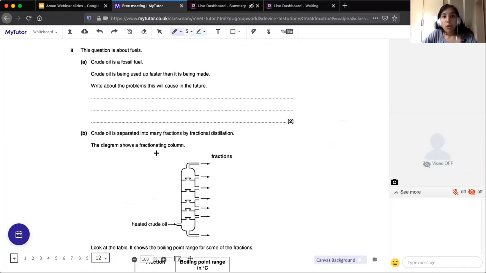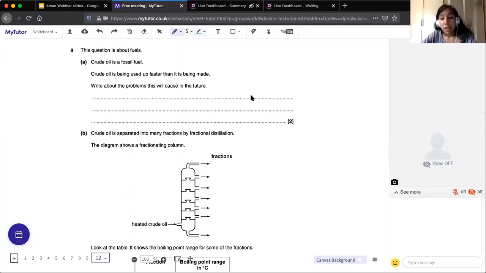Okay, so crude oil is a fossil fuel. It's being used up faster than it's being made. So what problems will that cause for the future? So what do we think? 2 marks, we need to make 2 points. Crude oil is being used up faster than it's being made. What will that create problem-wise for the future? What do we think?